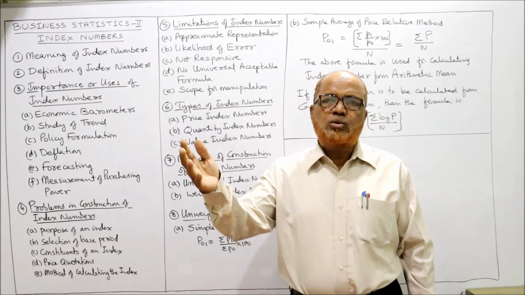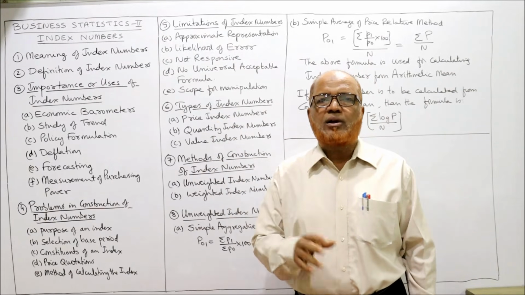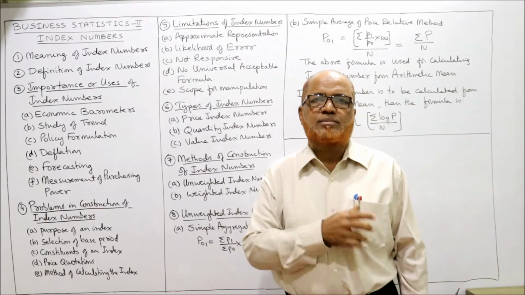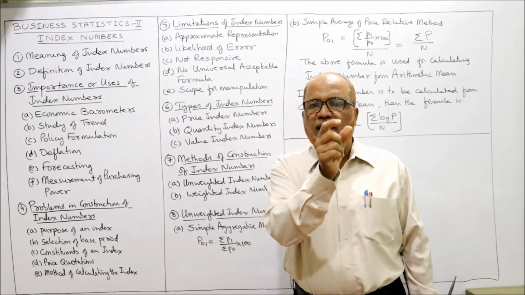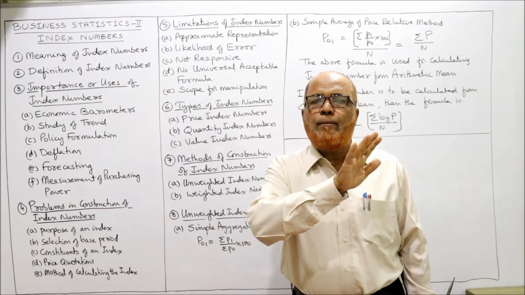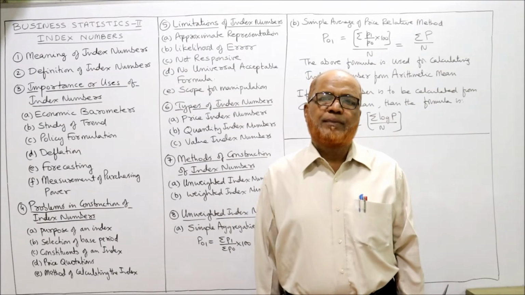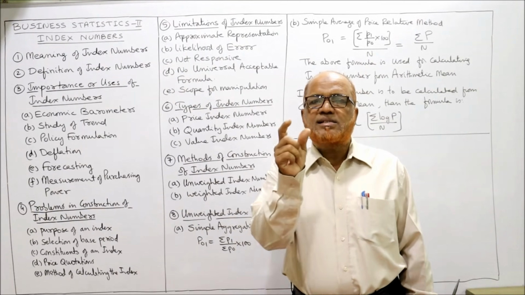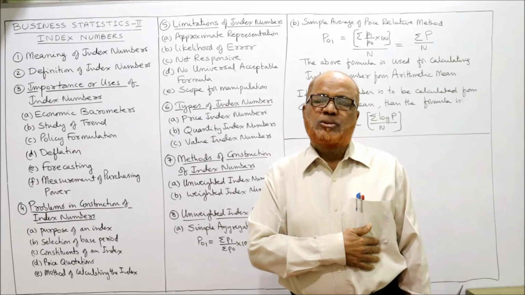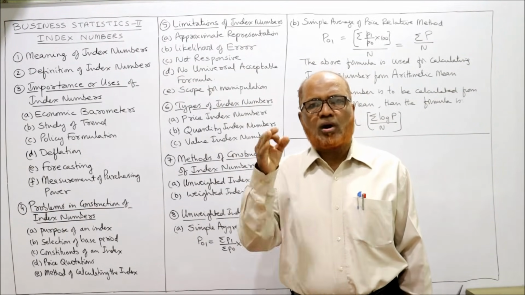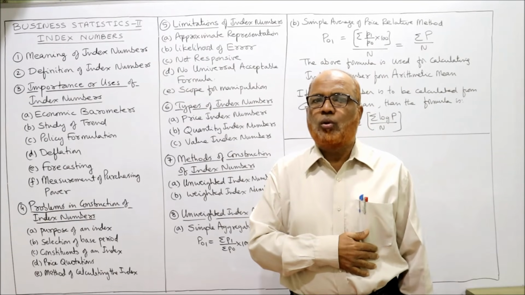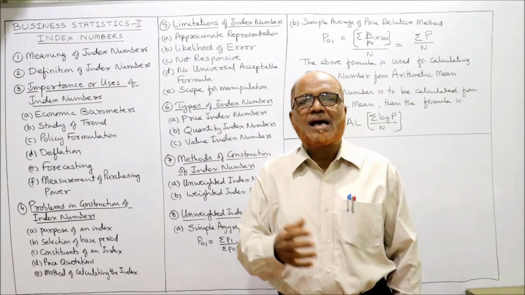Because we are not going to take all the items, we are taking only sample items. So that's why the index number will not show the complete change of the phenomena. It will only show a sample of the phenomena. So we cannot say that index numbers are 100% precise or 100% perfect. No, it is dependent on some sample.